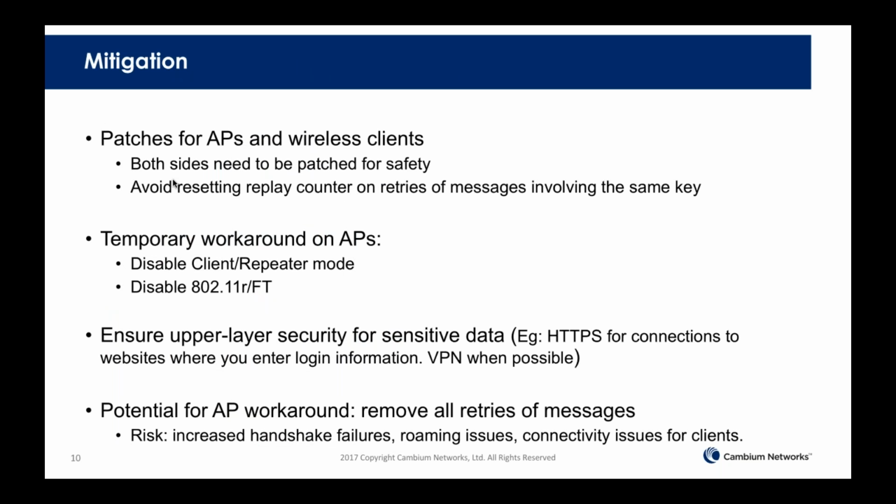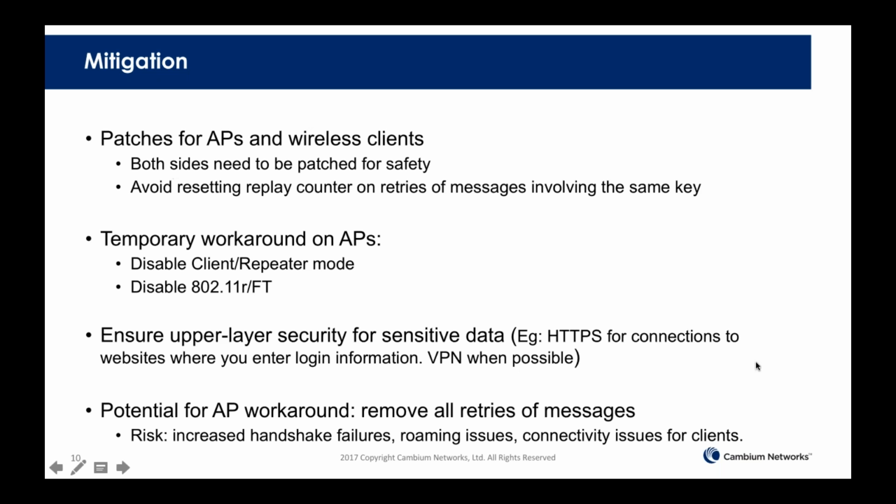As you had mentioned, there are patches for both APs and wireless clients, so both sides need to be patched. There are some temporary workarounds on access points. So the four-way handshake attack is primarily aimed at the client. The one case where an access point acts as a client is when it is a repeater or a mesh client. So that's one case where an AP becomes vulnerable. And then the 802.11r attack is something that is also aimed at the access point. So the two temporary workarounds are to disable the client or repeater mode if you can use a wired connection and not have a repeater, and disable 802.11r.